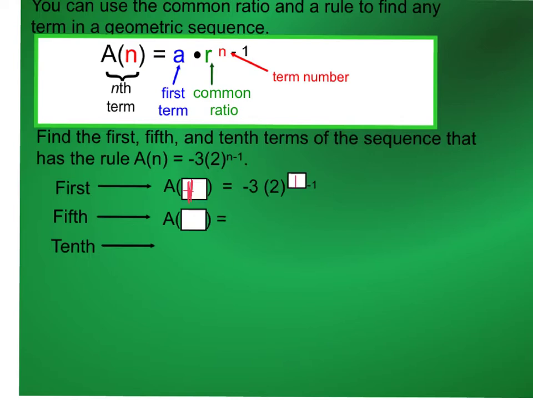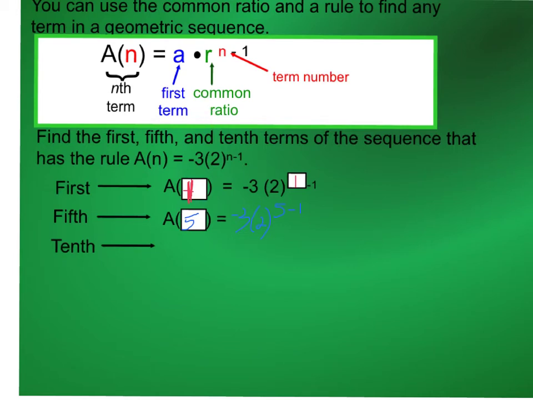If they're multiplying by 2 each time, my second term is going to be negative 6. Okay, my third term will be negative 12. So what I'm going to do is find my fifth term, and here's the work for it. I have my first term. My first term is negative 3, and then I multiply it to 2, the common ratio, so I'm right here.